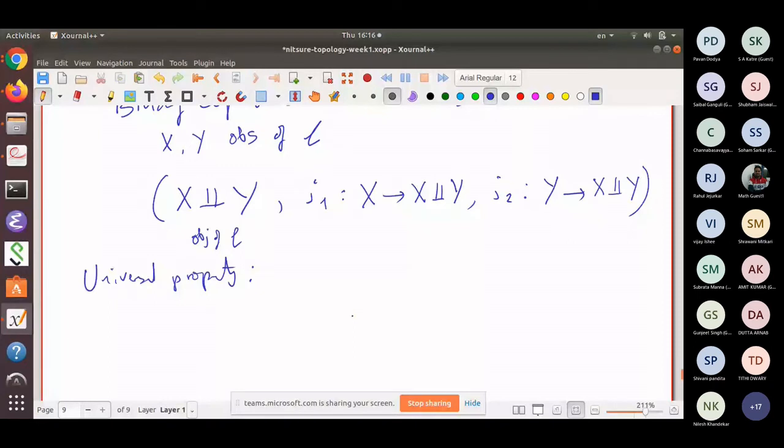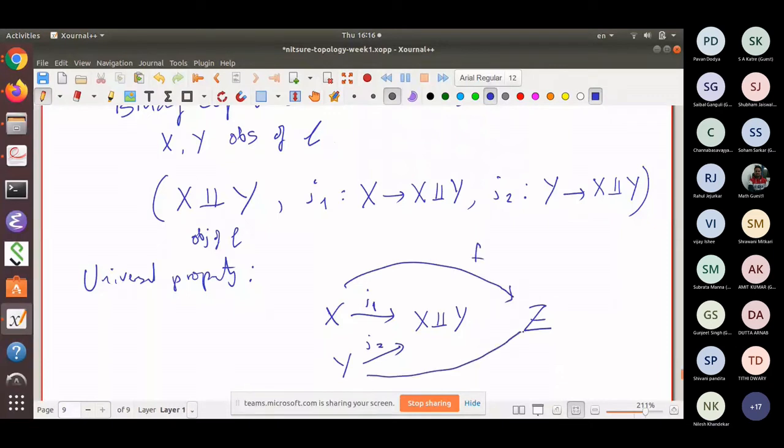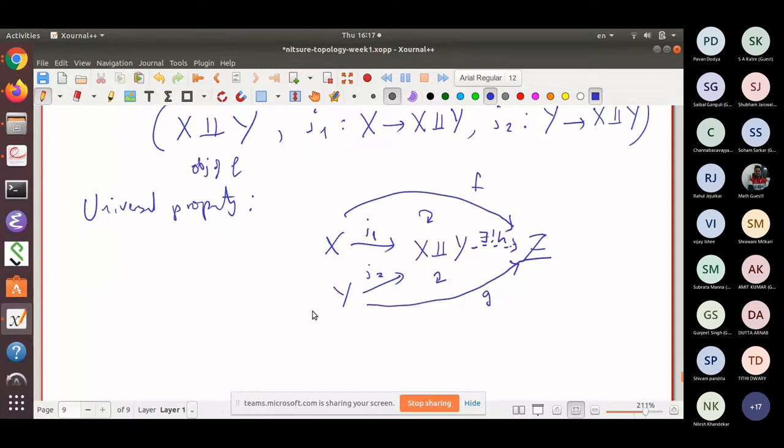So universal properties: I have maps from X into X disjoint union Y, and from Y into X disjoint union Y. These are J1, J2. Now suppose there was any other object Z and two arrows F and G, then there exists a unique arrow H which makes this triangle commute and this triangle commute. And I'm not going to write it all in words. Pictures are better than words here.